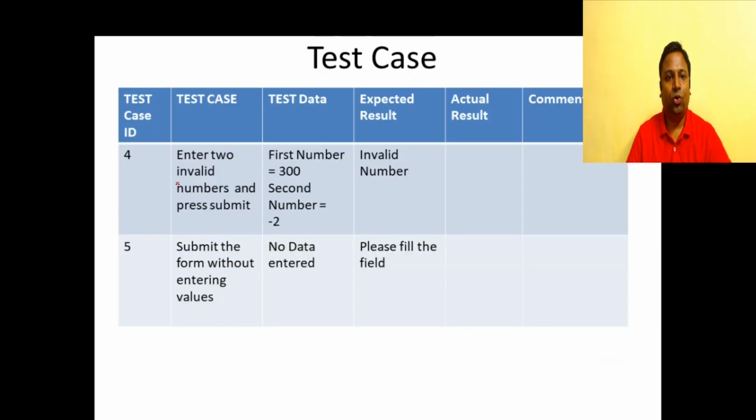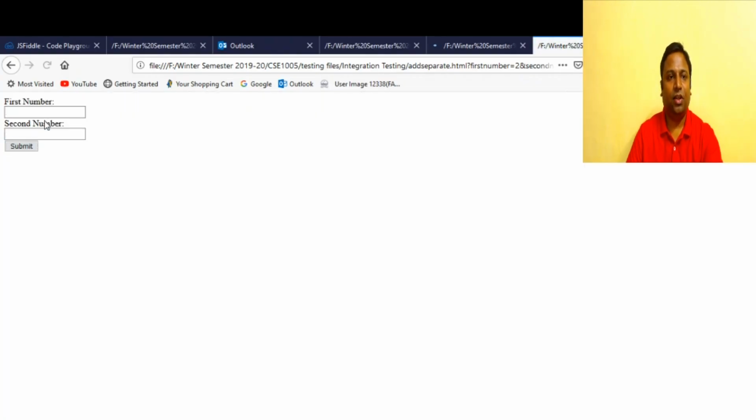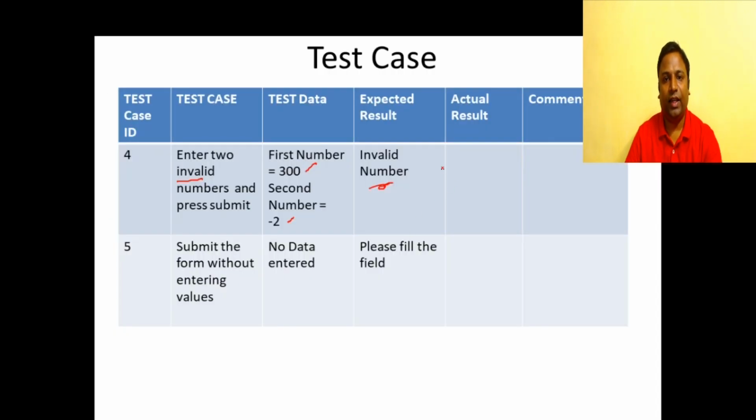Okay, here we are entering two invalid numbers. The range is greater than 100 and lesser than 1. And what is the expected output? Invalid number should be printed. Let's go and check this test case. So it's 300 and minus 2. We'll press submit and it says invalid number. So what is the output we are getting here? Invalid number. So since the actual result from the system matches the expected result, we'll say passed.